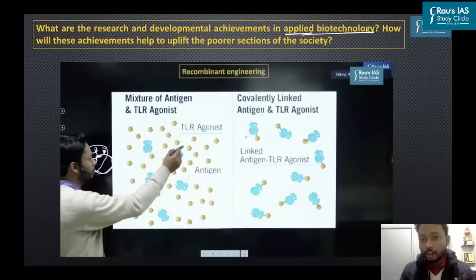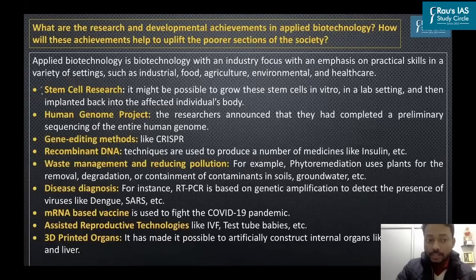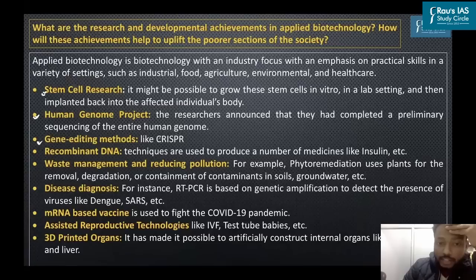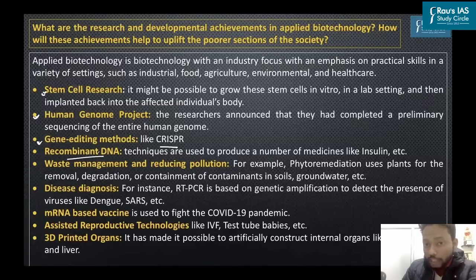And different areas of applied biotechnology we did cover on a stretch-by-stretch basis, sectorially in our classes. For example, recombinant engineering we did, stem cell research we did, the Human Genome Project we did, gene editing methods like CRISPR we did. Recombinant DNA we did. When we studied waste management technologies, we also studied the application of biotechnology in waste management. That is also applied biotechnology.